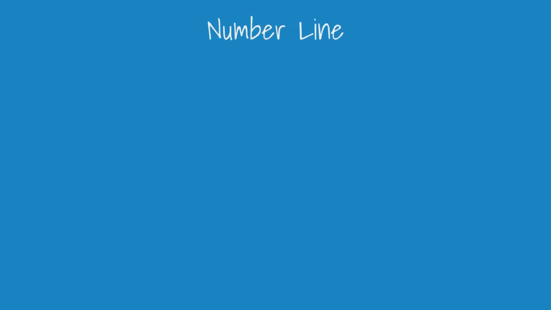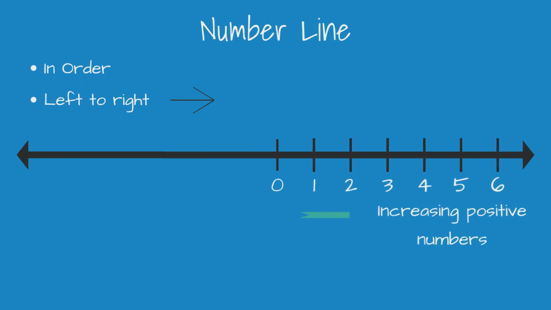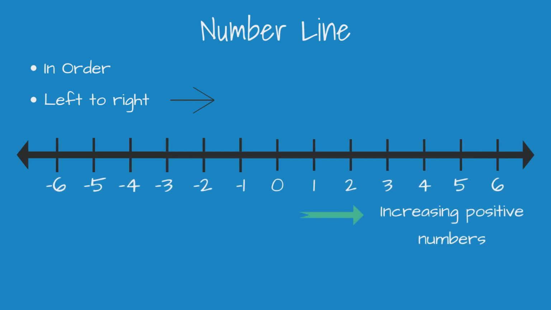Let's start by looking at the number line. The number line is a visual representation of numbers arranged in order from left to right, with 0 in the middle, and positive numbers increasing to the right, and negative numbers decreasing to the left.